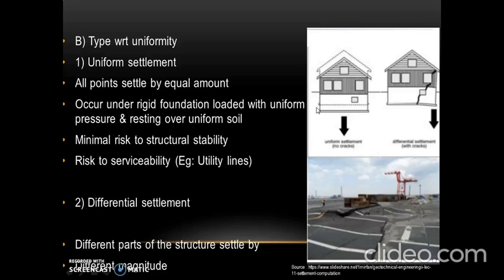What do we mean by uniform settlement? That means all points have settled by equal amount. There is no differential settlement or there is no non-uniform settlement. And this occurs under rigid foundation which is loaded with uniform pressure all over. And if it rests over uniform soil, then we can observe uniform settlement. And it has got minimum risk to the structural stability. Here we cannot see any development of cracks or failure. And there will be risk to serviceability, for example, for utility lines.